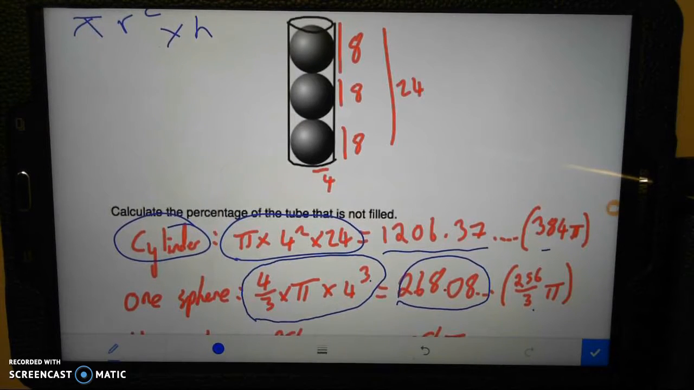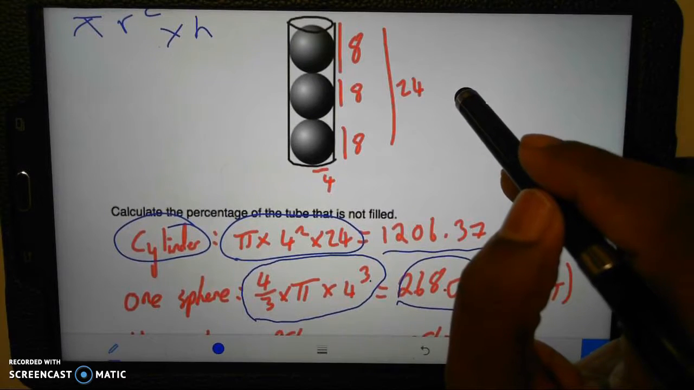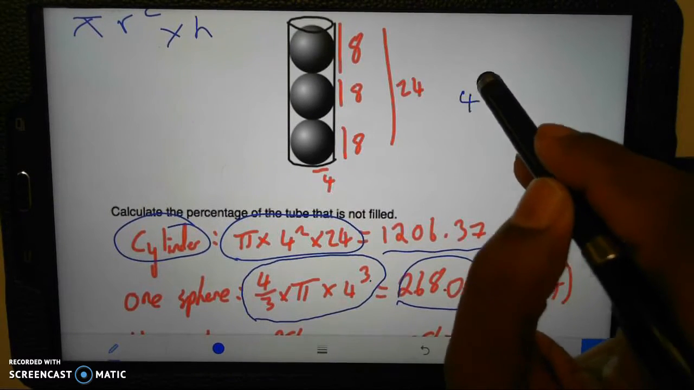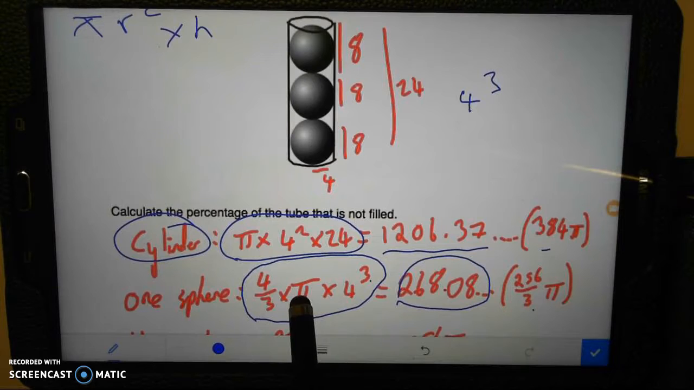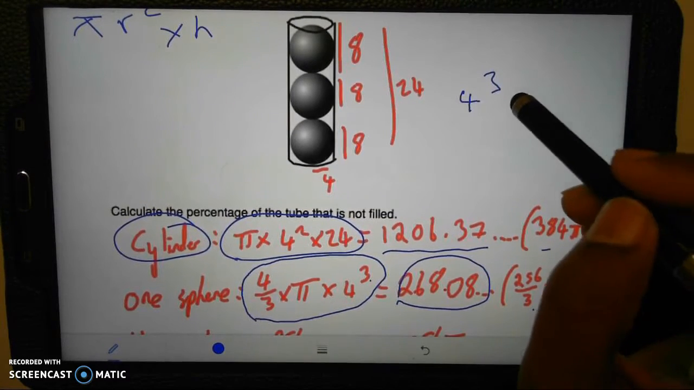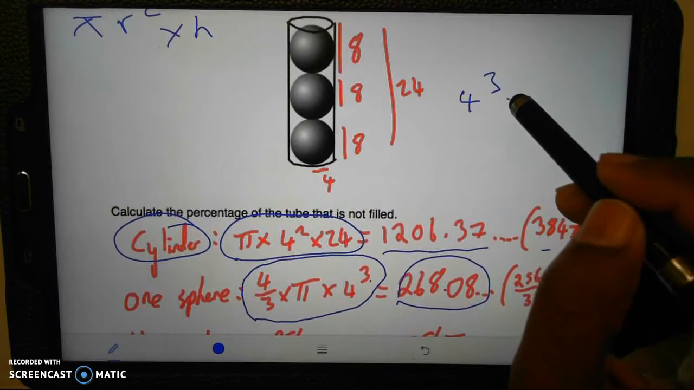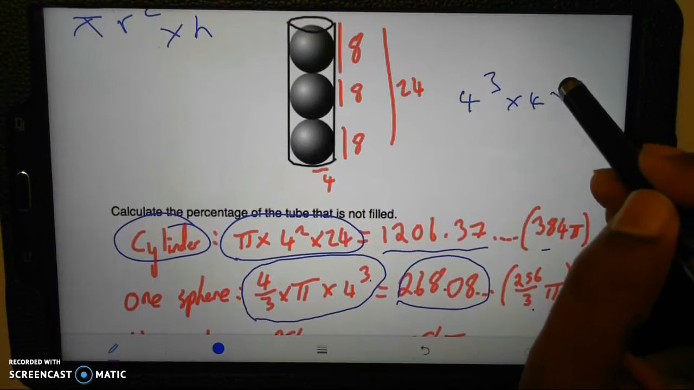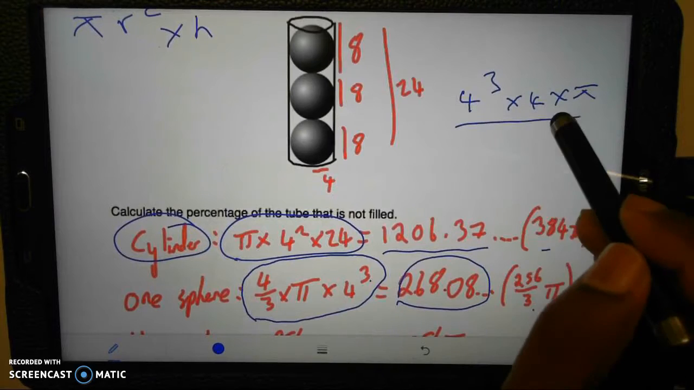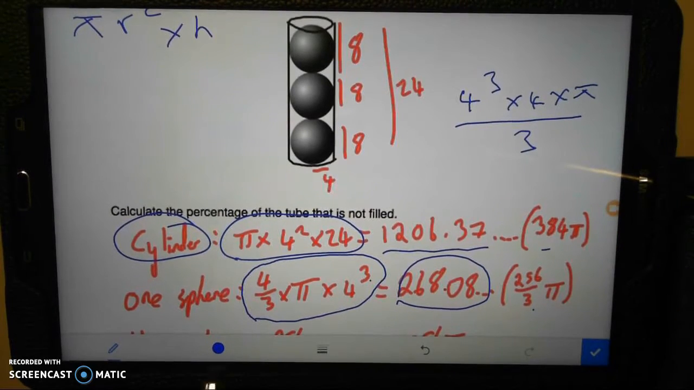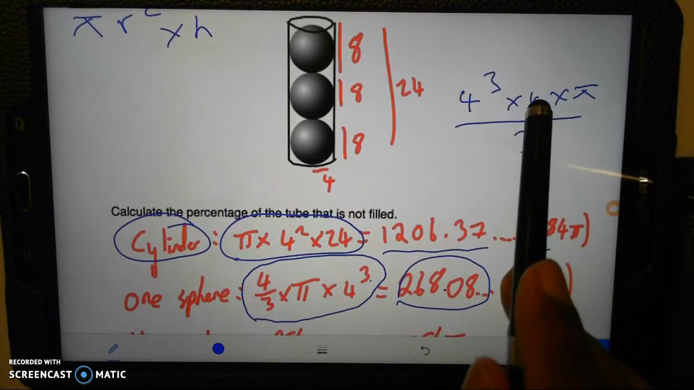Instead of writing it like this, I could write exactly the same thing like this up here. So I can write the 4 cubed. Remember, it's times by pi, it's times by 4 over 3, so it doesn't matter which order you times in. 4 cubed times 4 times pi over 3. So this bit here can be written exactly the same like that.